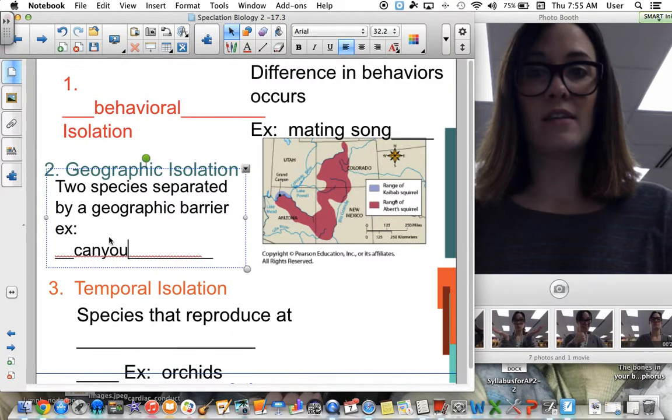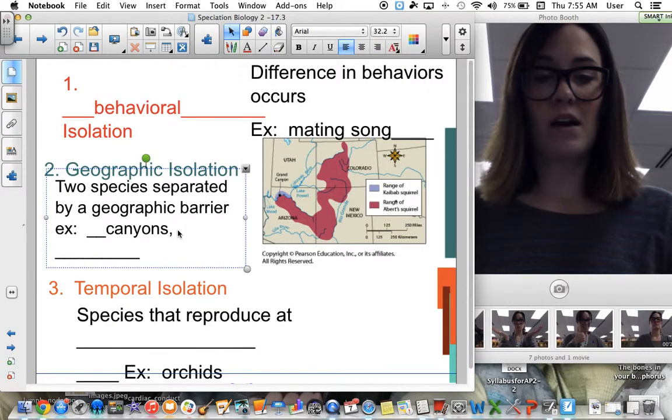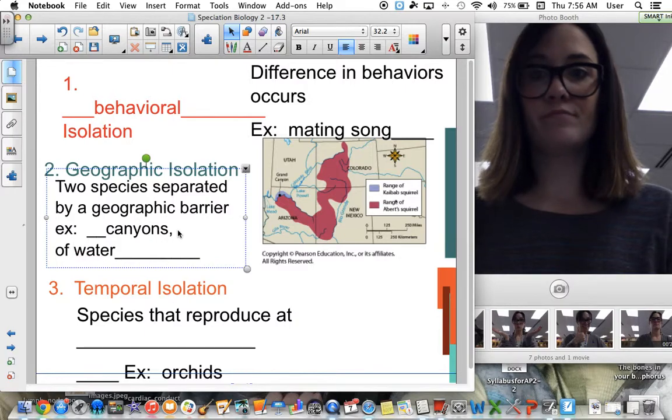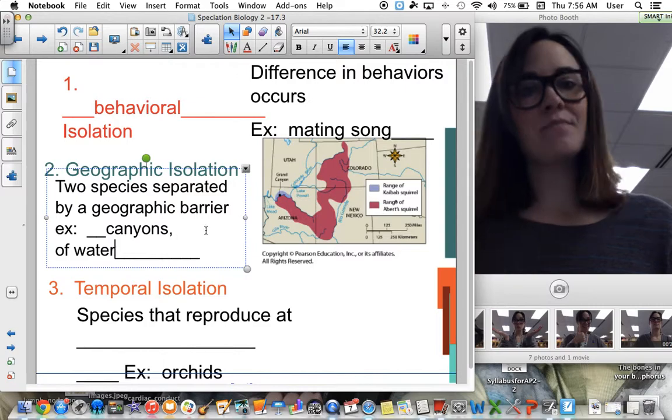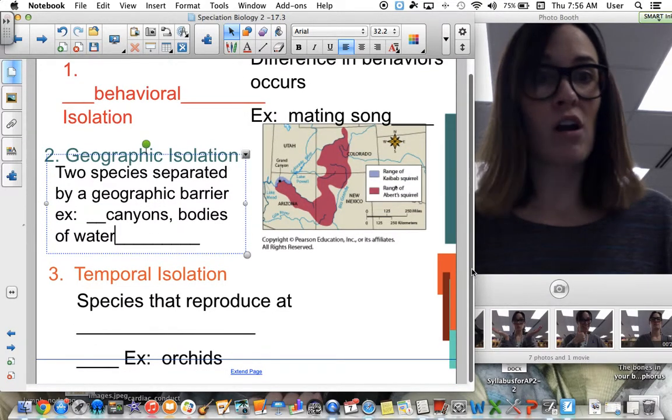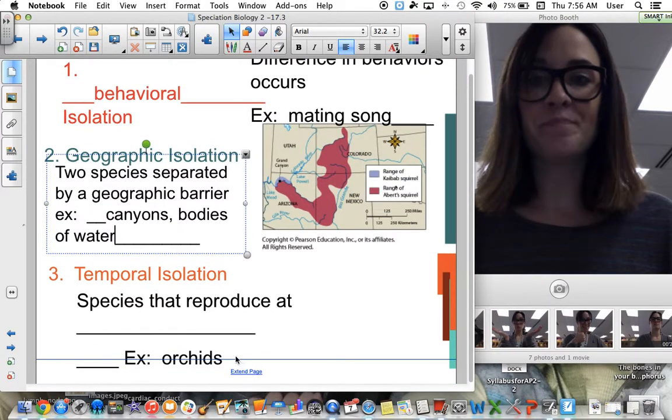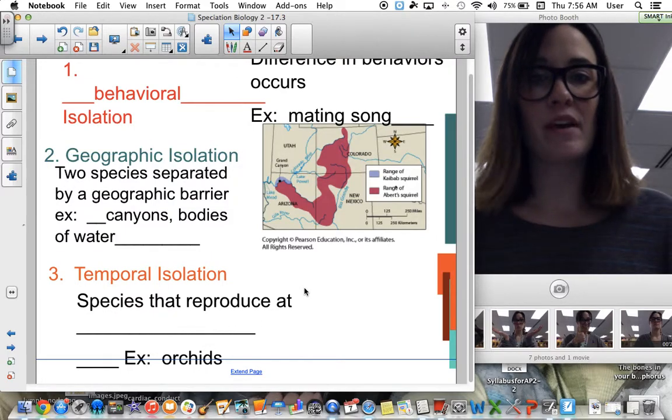So canyons, bodies of water, etc. Large geographic barriers that prevent animals from getting across to reproduce at the other side. So that's the second type of reproductive isolation.